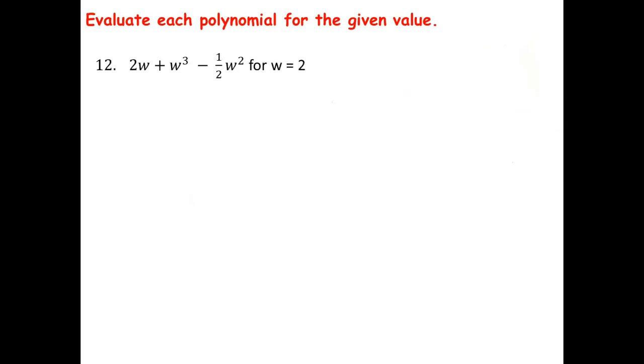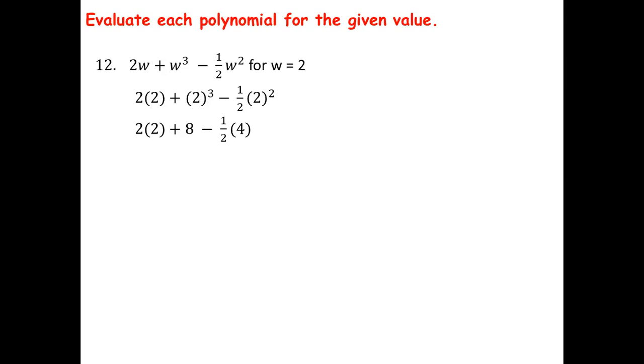Okay, the last one we have for evaluating the polynomial is 2w plus w cubed minus half w squared for w equals 2. As usual, replace w wherever you see it with 2. So this is how your polynomial will look once you replace the numbers. So again, the first thing always to do is solve the exponents. So 2 to the power of 3 will give you 8. And 2 to the power of 2, 2 squared, will give you 4.